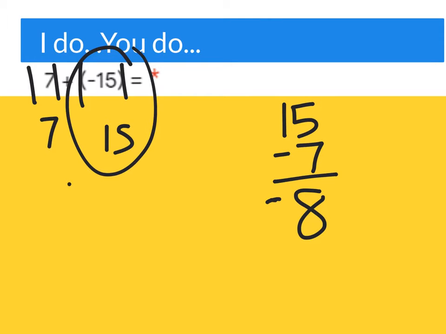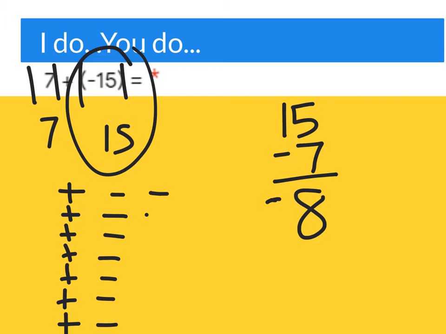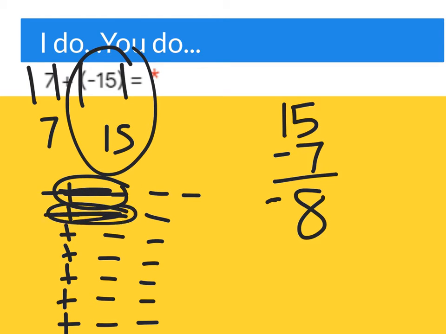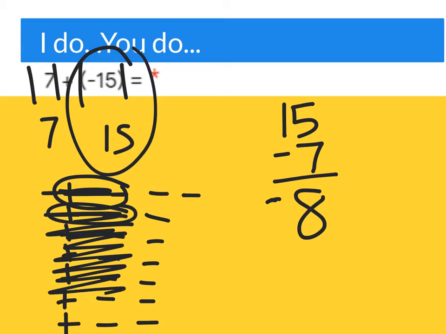Now another way you can show it, 1, 2, 3, 4, 5, 6, 7 positives meet up with 1, 2, 3, 4, 5, 6, 7, 8, 9, 10, 11, 12, 13, 14, 15 negatives. These two guys fight and kill each other off, and these two fight and kill each other off, and really this whole group fights and kills each other off, and what are we left with? We're left with negative 8.